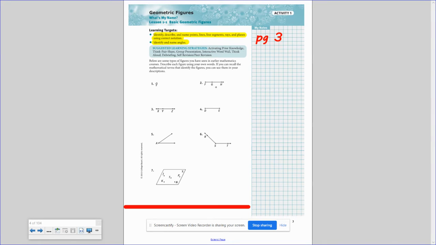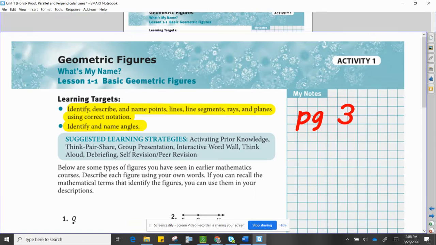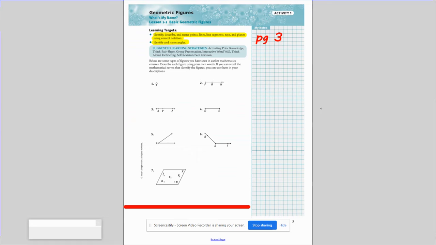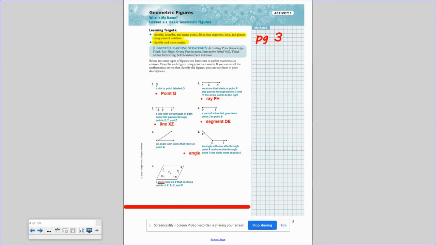We have 7 pictures here. What the book wants you to do is see what you remember. How would you describe them? If you know how to name them, go ahead and try to name them. Try numbers 1 through 7 right now. Okay, here are the answers from the book. We're going to go over these a little more on the next page, but if you want to pause it and look at how they called them, here we go.